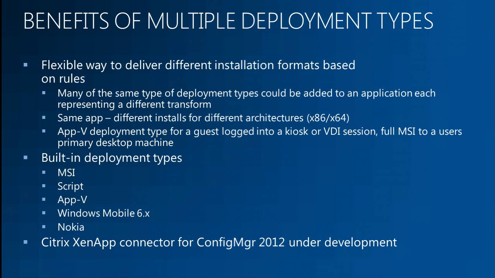We try to build the application model and the deployment types in such a way that it was extensible and available for partners. We have some that we created at Microsoft: MSI, script, App-V, and some mobile deployment types. We also worked with Nokia, and they created deployment types for some of their devices. Citrix also has a XenApp connector, which is under development. I believe at the State of the Union they showed some of that. It's pretty cool to have a partner come in, understand our system and our schema, and write to it. So we expect that as new platforms become prevalent, and there are a lot out there that we don't yet support, we can get those new deployment types in place and support them through our model like we do everything else.